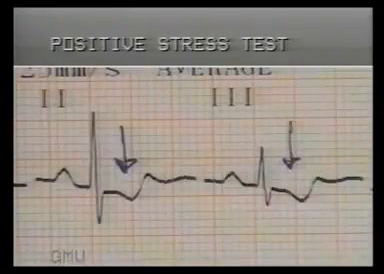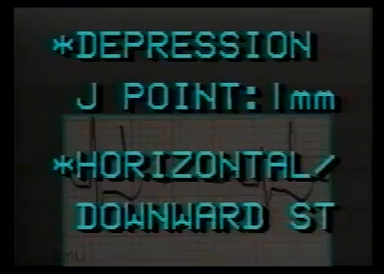The criteria for diagnosing myocardial ischemia are: number 1, the J point should be depressed by at least 1 mm, and number 2, the depressed ST segment should be horizontal or downward sloping but not upward sloping. Only if the J point depression is more than 2 mm, then upward sloping ST segment may be considered as pathological.